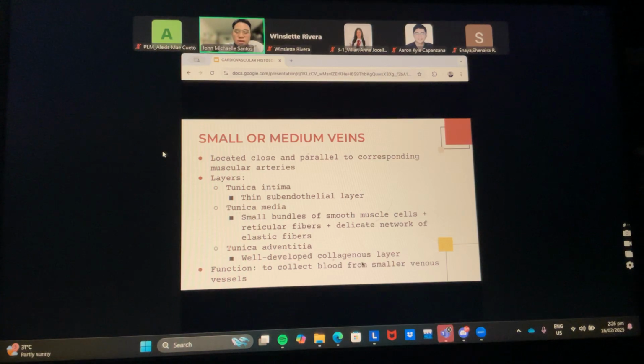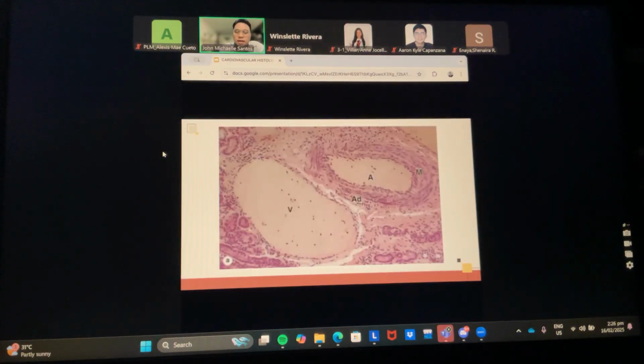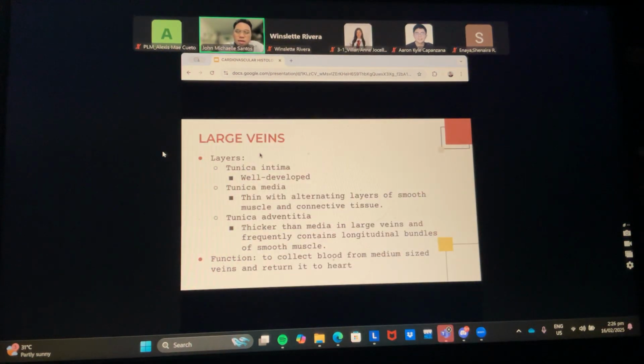So the function, collect blood. Ayan, again, this is your vein. Pangit yung itsura niya, artery, mas well-defined. And then you also have your large veins. So your large veins, these are your venous trunks. Kumbaga, they are also paired with your elastic arteries.